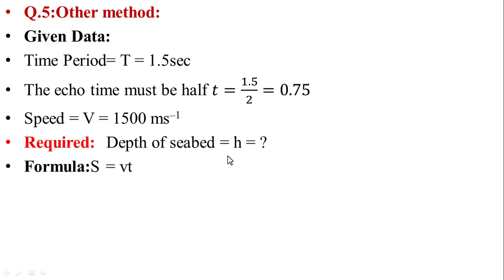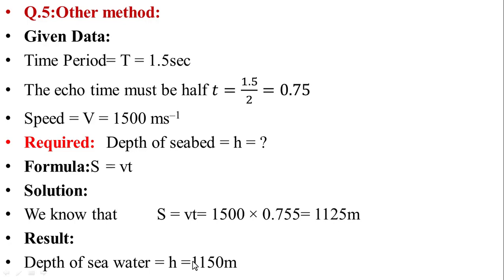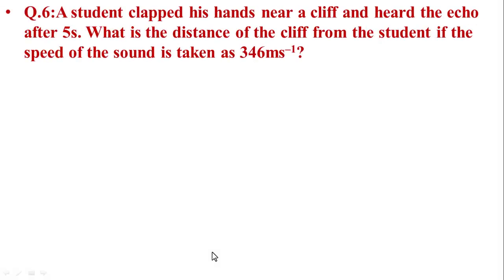Then we use the formula S is equal to Vt. For the solution, we know that S is equal to Vt is equal to 1500 multiplied by 0.75, which is equal to 1125 meters. So the final result of the sea depth is 1125 meters. Similarly, in question number 6, we can also solve by two methods.